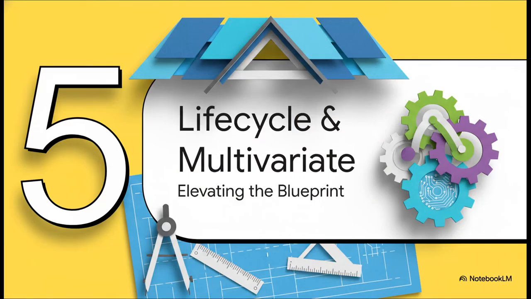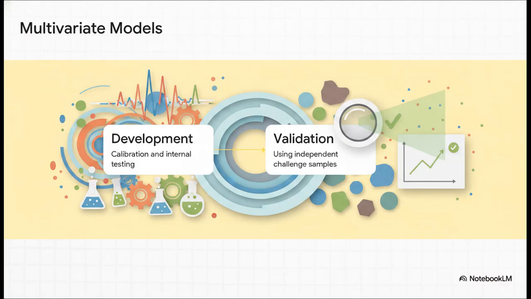Moving into our final section, Section 5, Life Cycle and Multivariate Models, Elevating the Blueprint. Here, we're basically putting the roof on our reliability blueprint and addressing modern, complex analytical technologies. Modern procedures often use multivariate models, like checking a complex spectrum with many wavelength variables rather than just looking at a single peak. It sounds daunting, for sure, but the guideline demystifies this by breaking the validation into 2 highly logical phases. First is model development, where you use calibration data and internal testing to fine-tune and optimize your algorithm.